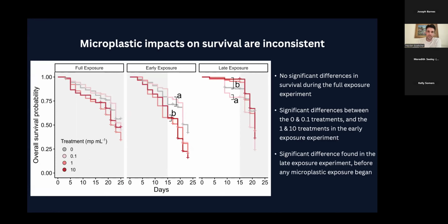Now, next, I'd like to take you through the early exposure and the late exposure data for the survival results. Here, again, you could tease away some actual significant differences. So for the early exposure, we had microplastics present during this gray shaded area. And then around day 15, we took the microplastics away. And what you see is a significant difference between the 0 and 0.1 pieces per mil treatments, so our two low treatments, compared to our two highest treatments. And so you might be thinking, okay, maybe there's something there, maybe there's some impacts on survival.